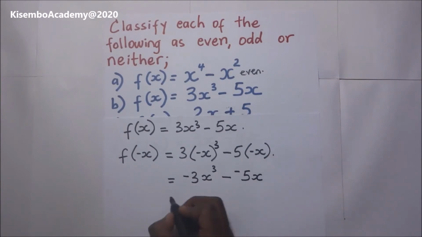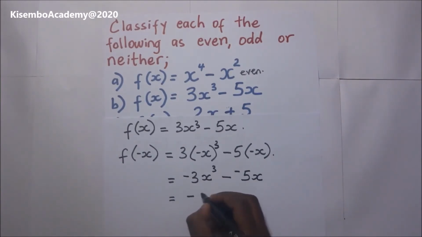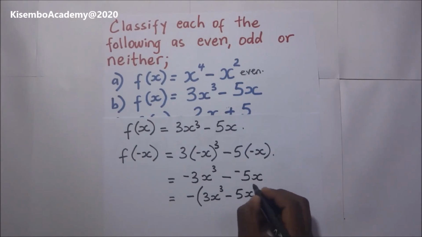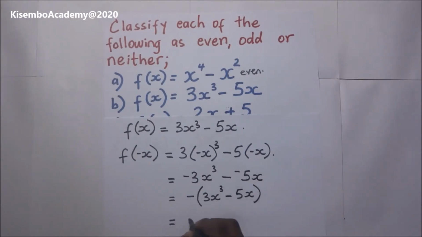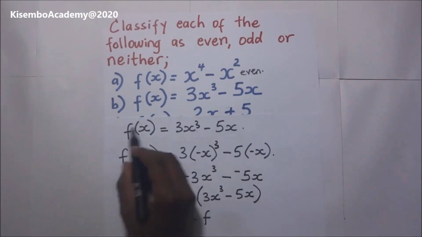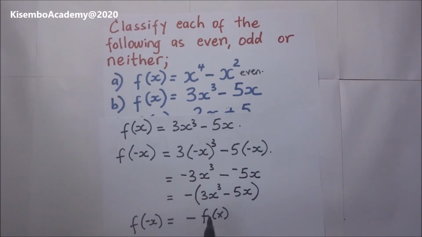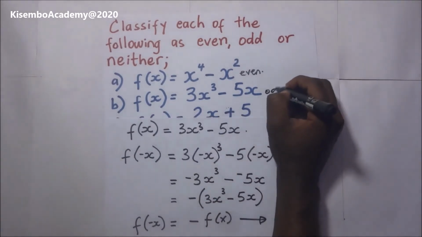Now if you put this negative outside the brackets, it becomes negative into 3x cubed minus 5x. And what is in the brackets here is 3x cubed minus 5x, which is f of x. So this is minus f of x. If you notice, when we plugged in f of negative x, we ended up with that. So this is a property for odd functions. So it means that this is an odd function.